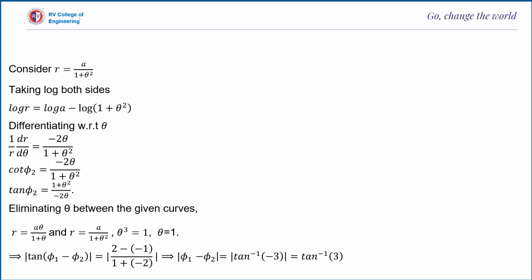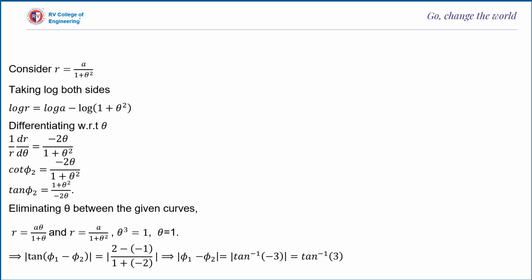Eliminating theta between the curves r equal to a theta by 1 plus theta and r equal to a by 1 plus theta square. Since LHS is same, equating the RHS and simplifying, theta cube equal to 1. And finally we get theta equal to 1. On substituting theta equal to 1 in the expressions tan phi 1 and tan phi 2, we get tan of phi 1 minus phi 2 using the formula as earlier discussed. Tan of phi 1 minus phi 2 is equal to tan phi 1 minus tan phi 2 upon 1 plus tan phi 1 into tan phi 2.